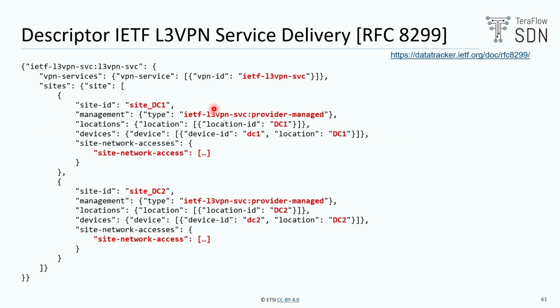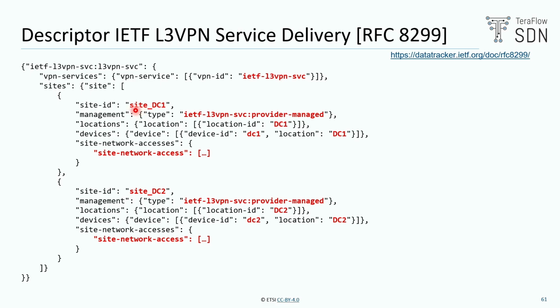I have it here expanded, highlighting the placeholders that we need to fill in. So you see that a layer 3 VPN service contains first a VPN service description, which essentially contains, for our interest, the VPN identifier, and then it has a number of sites. In our case, we have 2 sites.